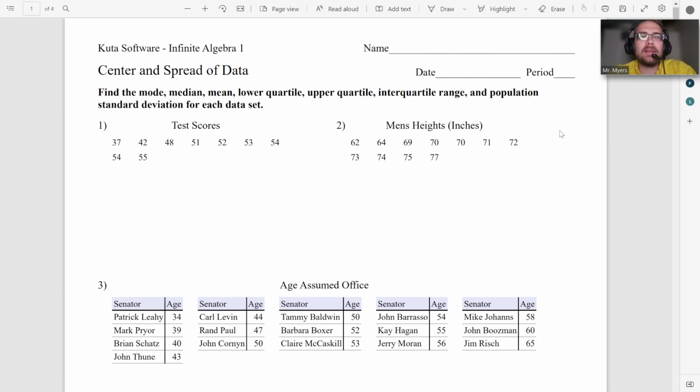This is a worksheet on center and spread of data for Kuta Software, Infinite Algebra 1. I don't know why it's infinite. They're all infinite. They all say infinite. I don't know why. Nobody knows.